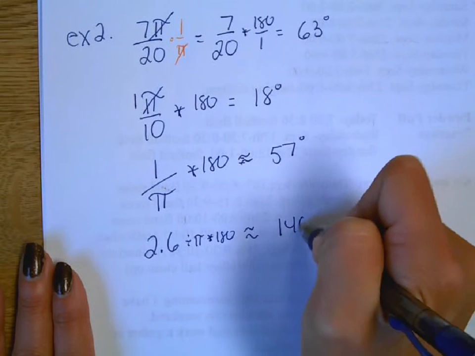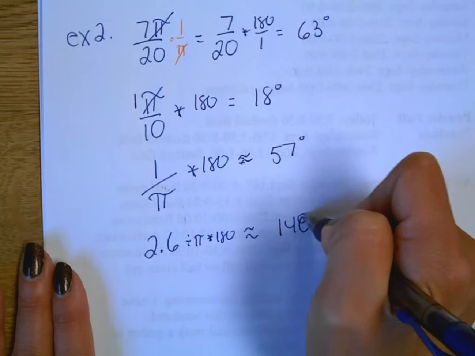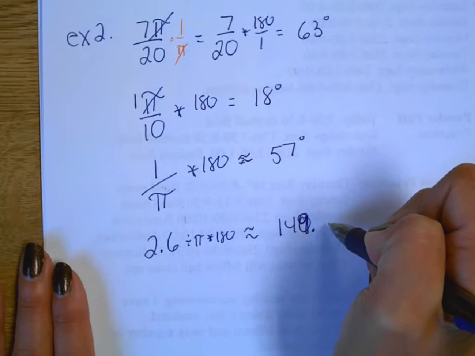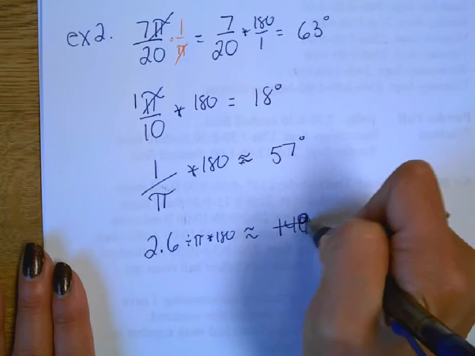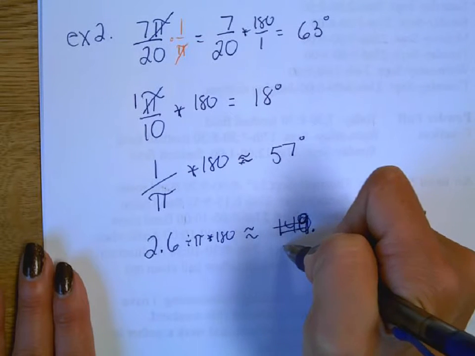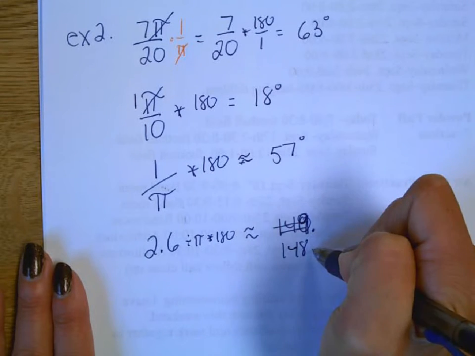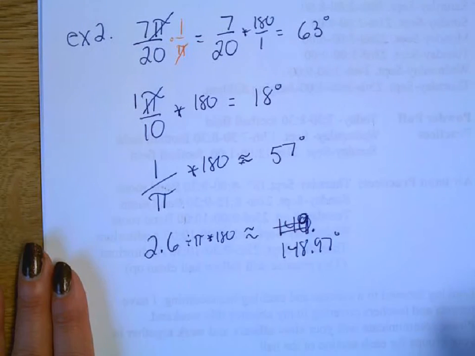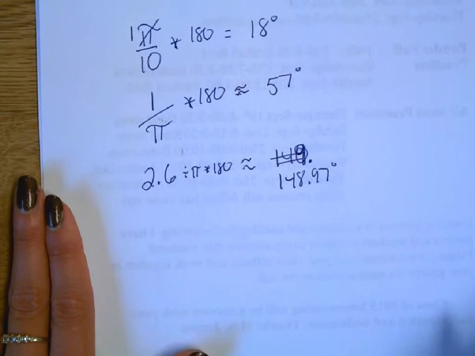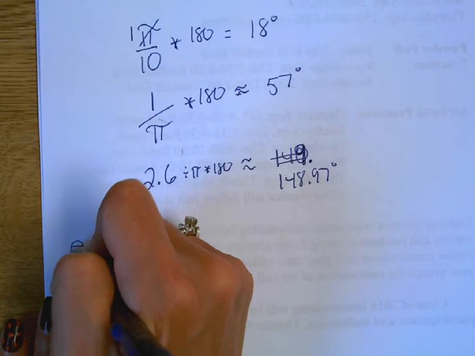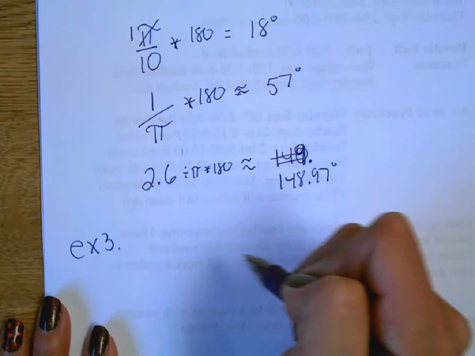$140. 140, you said? 149. 149 point. No, it would be 148 point. Oh, yeah. Let's go 2 decimals. 2 decimals? 2 decimals. 148.97. Okay, degrees. Okay, last one. Where is that?